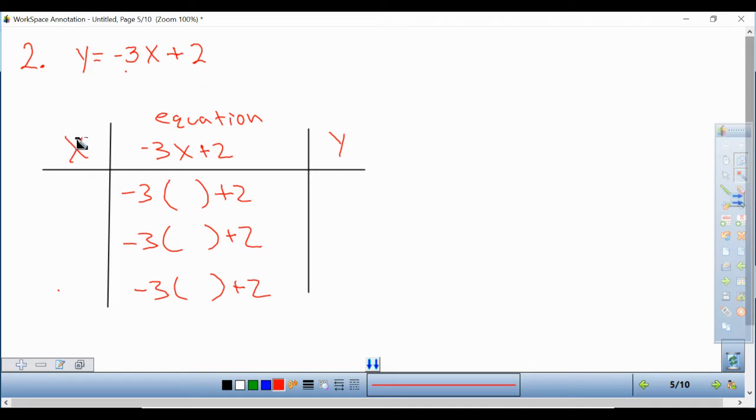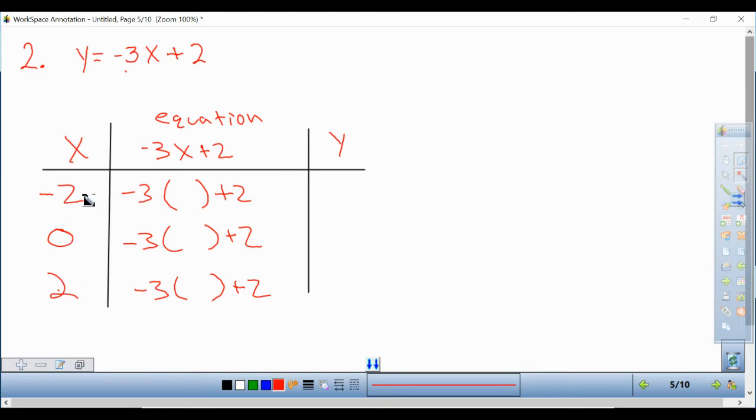So in my table, I've got my X on my left. My equation goes in the middle. My Y on the right, and I can choose any values I want for the X's. So this time I chose negative 2, 0, and 2. So I've written my equation for each X value that I put, but instead of X, I left it blank because I'm going to fill it in with the X values that I chose.